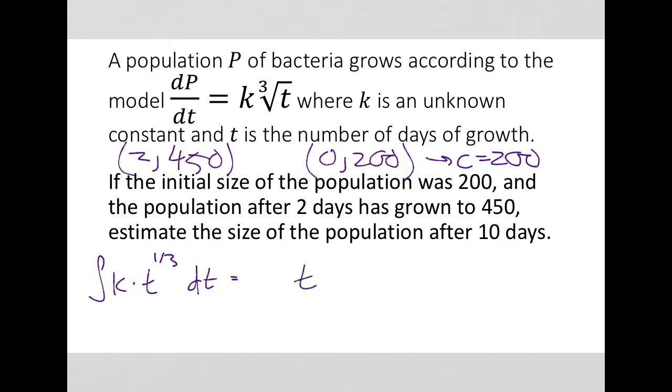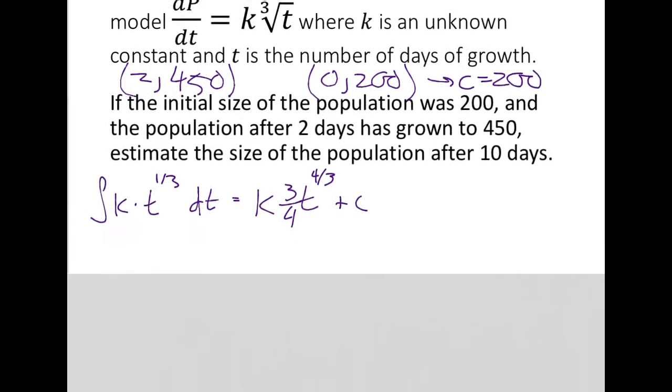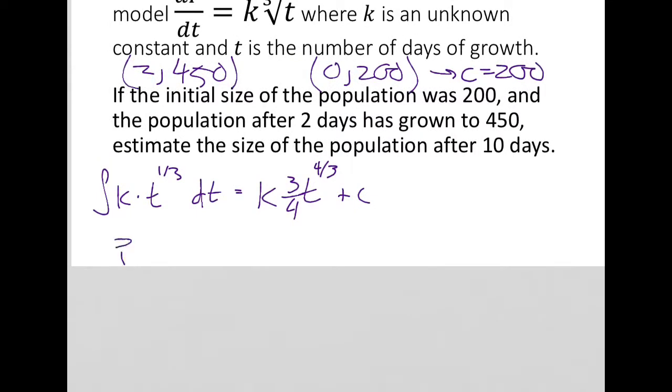Well, we add 1 to our exponent on the variable we're integrating. So 1/3 becomes 4/3. We then need to divide by that exponent. So instead of dividing by 4/3, I will multiply by 3/4. And then I still have my k out front, just hanging out. But I do now have my constant of integration plus c. And so I have my population model. P of t equals k times 3/4 t to the 4/3 plus c, but I know that c is 200.